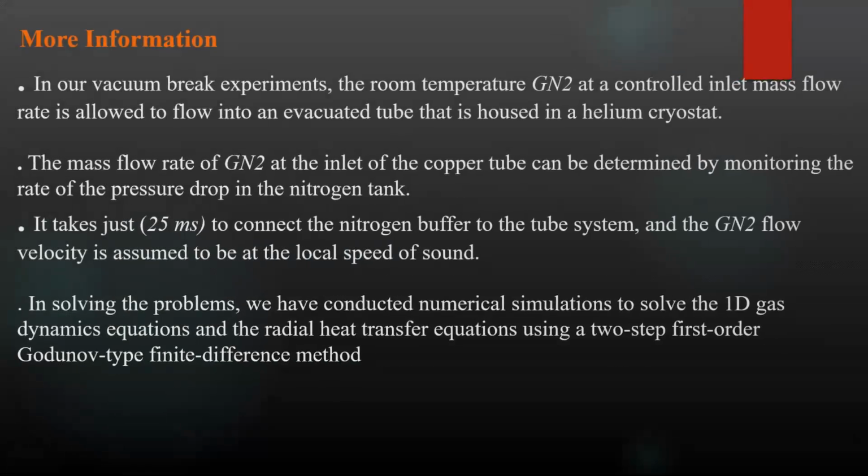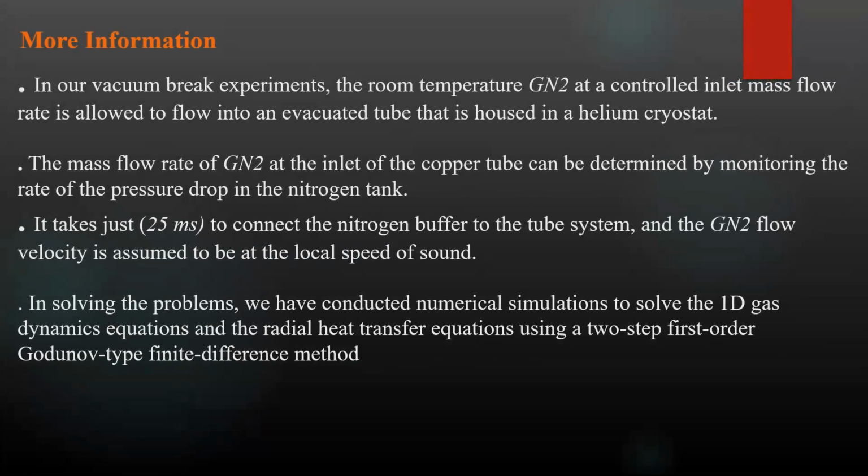In more detail, in this vacuum break experiment, room temperature nitrogen gas at a controlled inlet mass flow rate is allowed to flow into an evacuated tube. This is housed in a helium cryostat. The mass flow rate of the nitrogen gas at the inlet of the copper tube can be determined by monitoring the rate of the pressure drop in the nitrogen tank.